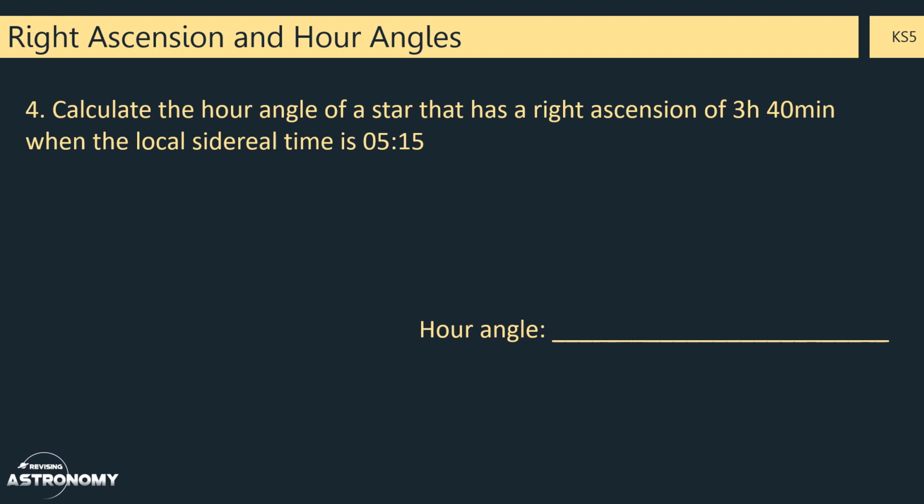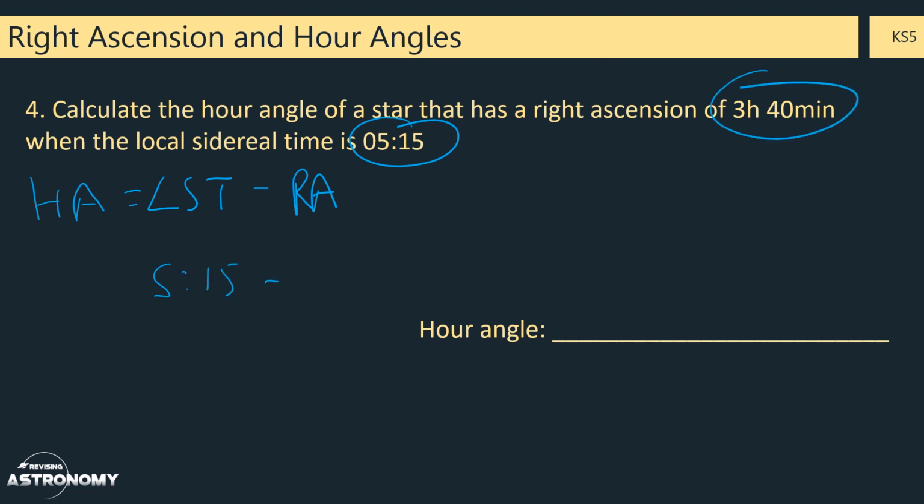Calculate the hour angle of a star that has a right ascension of 3 hours and 40 minutes and the local sidereal time is 5:15. So now we're going to have to use our equation, and we know our equation that the hour angle equals the local sidereal time minus the right ascension. So the local sidereal time is 5:15, and we want to minus the right ascension, which is 3 hours and 40, to give us our hour angle. So if we work that out, we'll get 1 hour and 35 minutes.